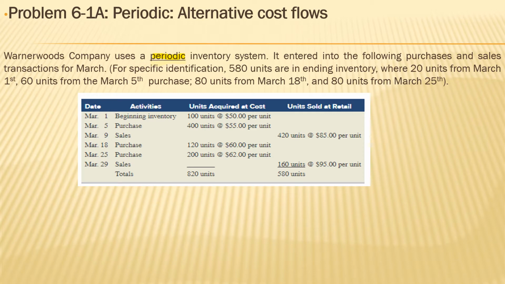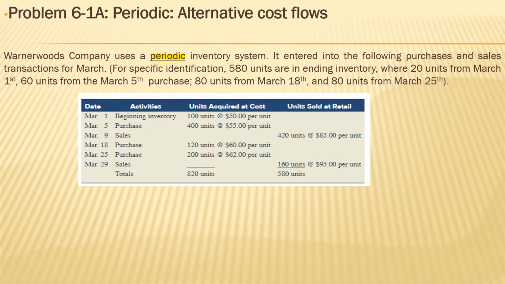As I've told you previously, for specific identification there should be some information provided in order to be able to calculate the cost of goods sold and cost of ending inventory. What we will note now when solving the specific identification is that it will not differ at all whether I'm under the perpetual or under the periodic system.